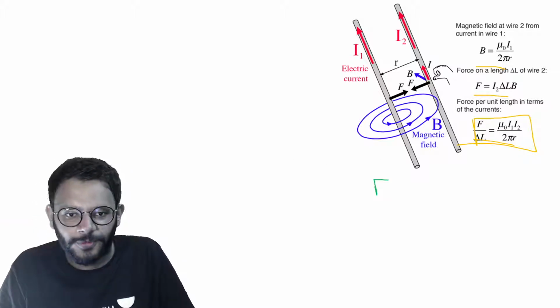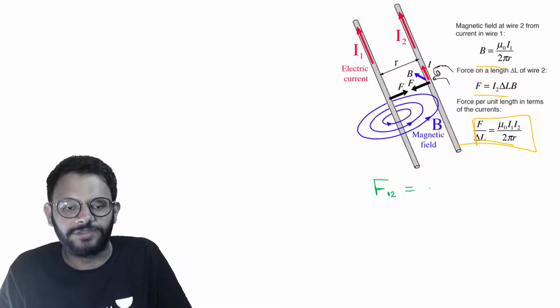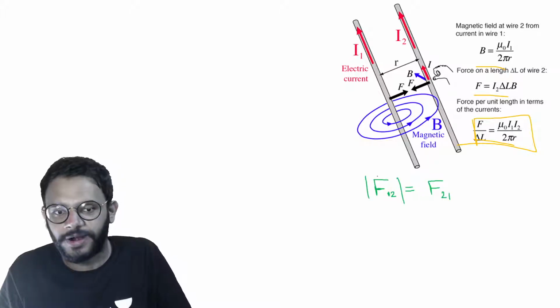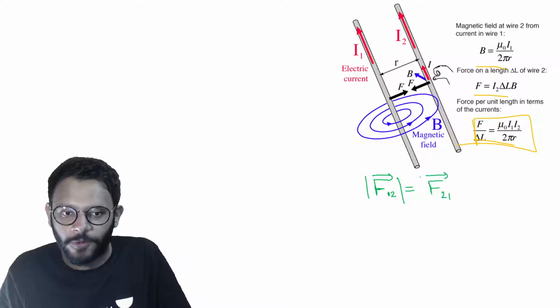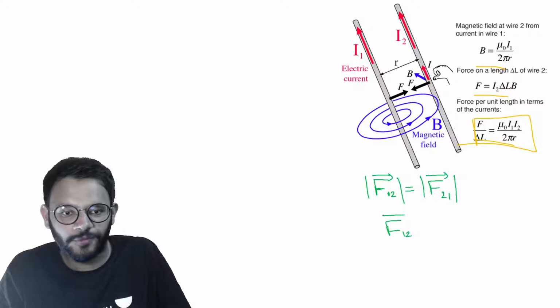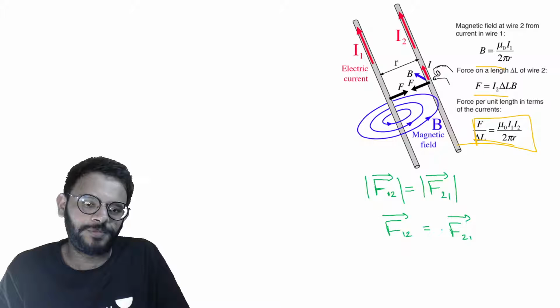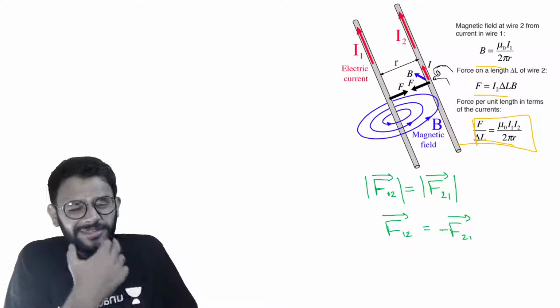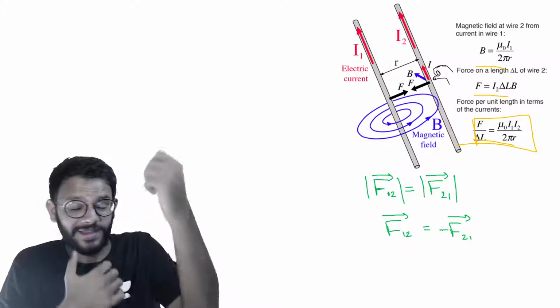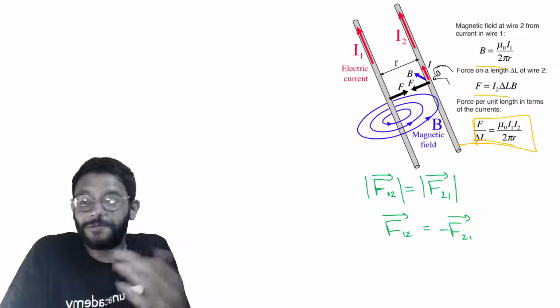So I know that the force acting on 1 because of 2 is equal to the force acting on 2 because of 1, the magnitude part. Although the directions are going to be equal and opposite. So the direction part is going to be opposite. Is it ringing some bells? Do you remember something, forces acting equal and opposite on different bodies?